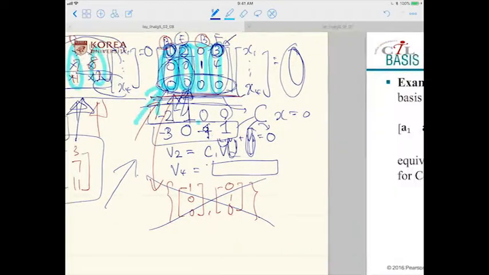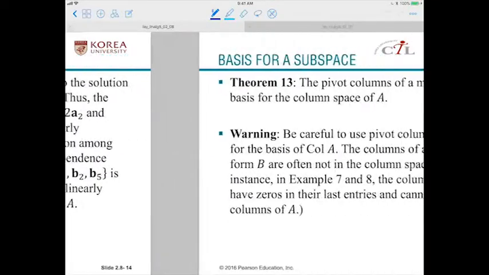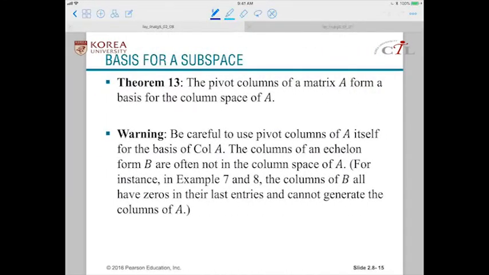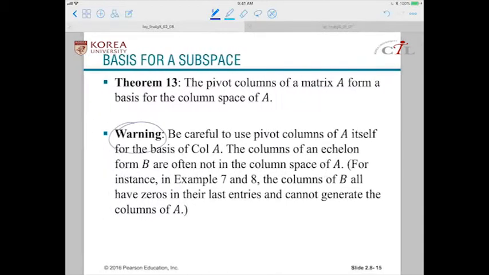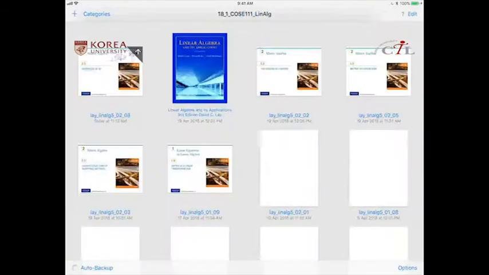So this warning is about what I just described. Okay, and I think that's it for this chapter 2.8. Any questions? Okay, then let's move on to chapter 2.9.